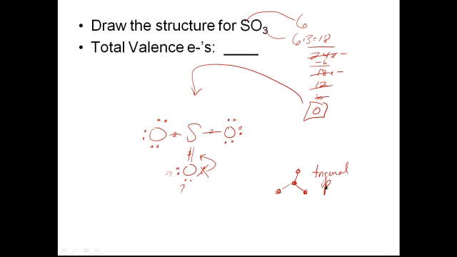Trigonal planar. Now, because there's no electrons here, there's a lack of electrons up here, that means that none of these guys are going to be pushed away from that negative region. They're all going to spread out equally, equidistant from each other, and we end up with this trigonal planar.